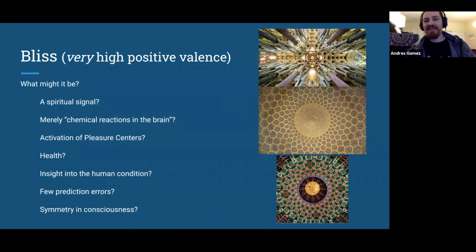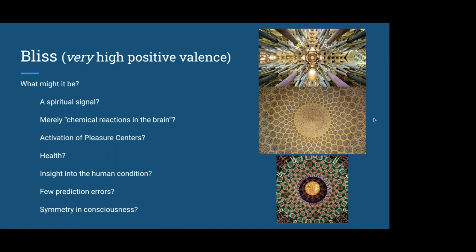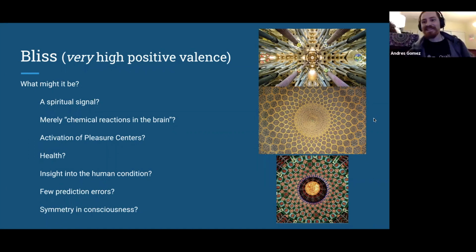So what could it be? I'll focus to a large extent on what we might call bliss, which is just very positive valence. What is that? What is the sense of ecstasy, bliss, intense happiness? There are a lot of intuitions about it. A lot of people think it's some kind of spiritual signal, and I wouldn't want to convince you out of that. But the truth is that there are a lot of different spiritualities, and they sometimes say contradictory things.